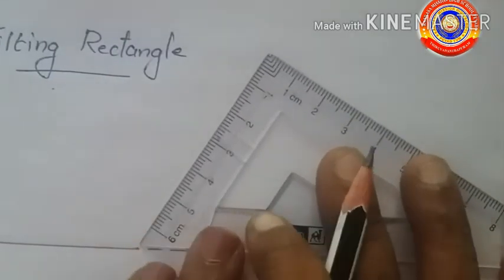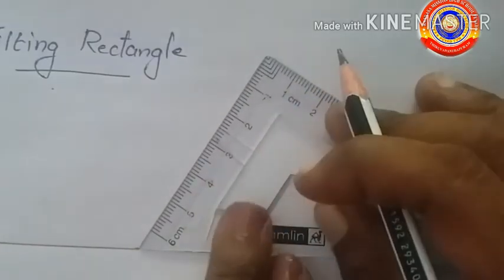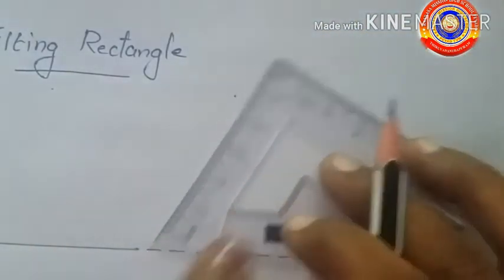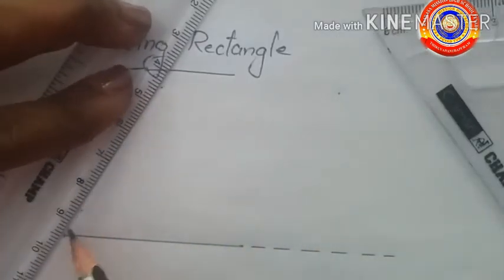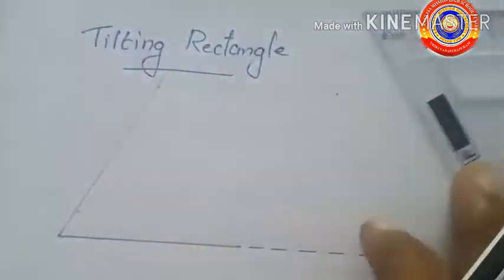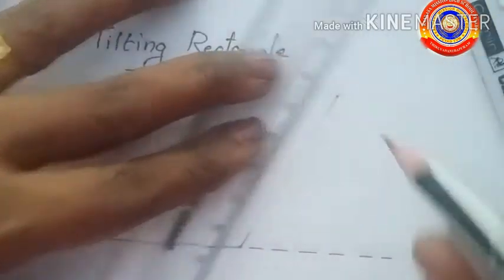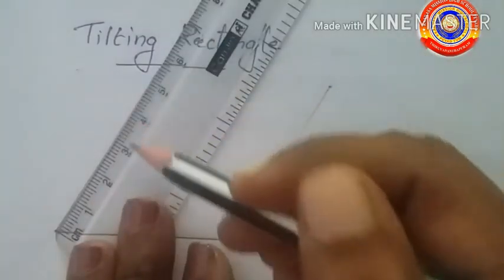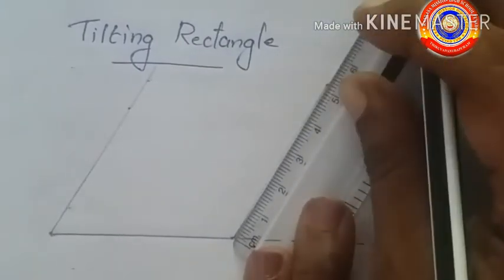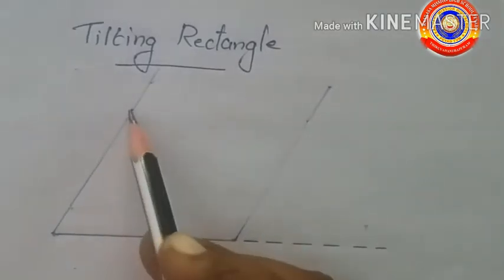Then move the set square towards the right side, placing it over the dotted line such that the right endpoint meets the corner of the set square. Then mark a point on the right side. Then draw lines joining these points. Now, measure the sides using a ruler 4 cm and mark a point 4 cm apart from the left endpoint and mark a point 4 cm apart from the right endpoint. Join these points using the ruler.